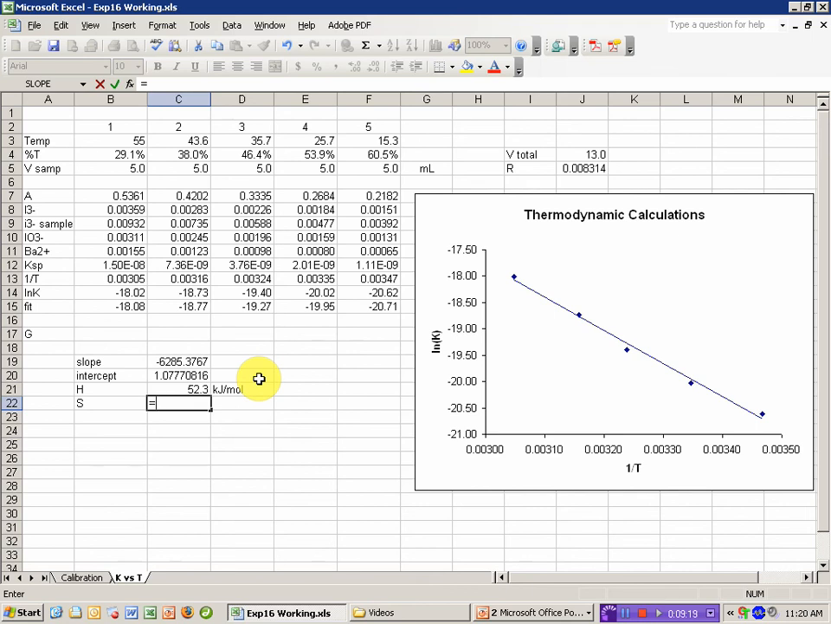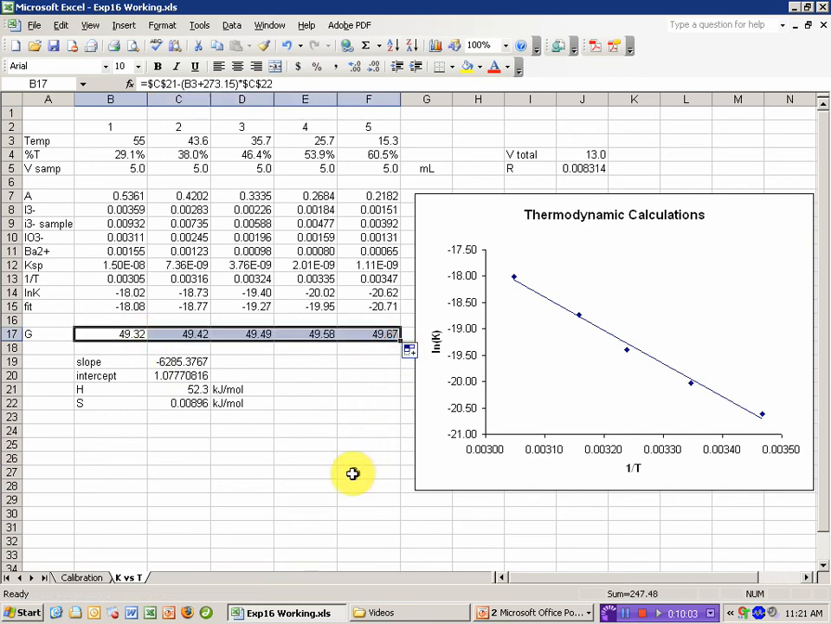Okay. And S we're going to calculate in a similar fashion, except this time there's no minus. The intercept was equal to S over R, so S is equal to R times the intercept. And you'll notice this number is a lot smaller. That's not uncommon, but we'll go ahead and enter this as kilojoules per mole. And then the last step was to calculate G. And G is equal to delta H minus T in Kelvin times delta S. Notice where I've used the absolute cell references. I drag it across.